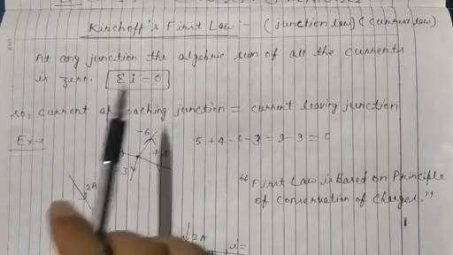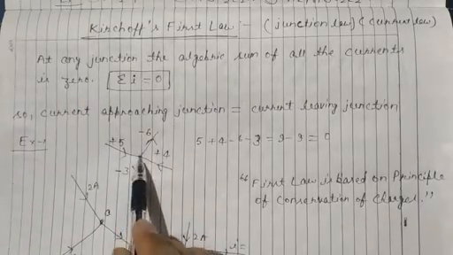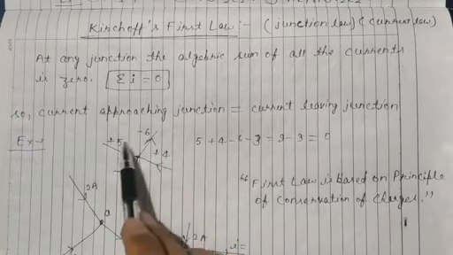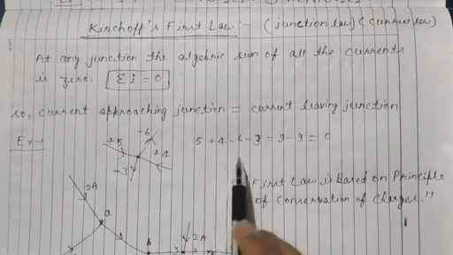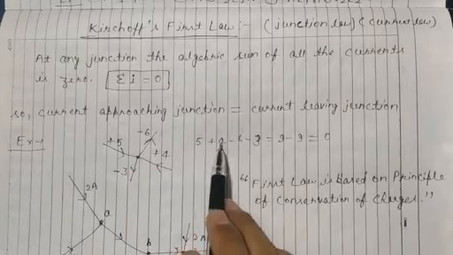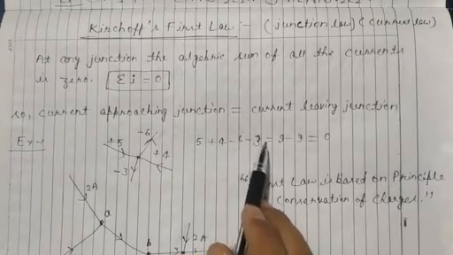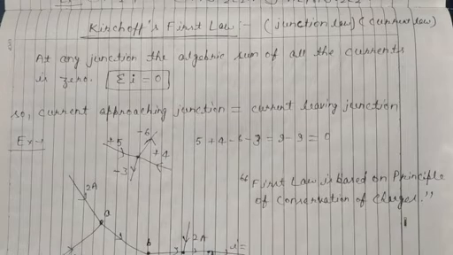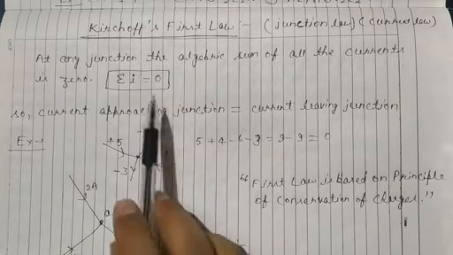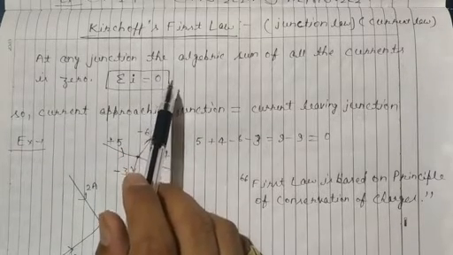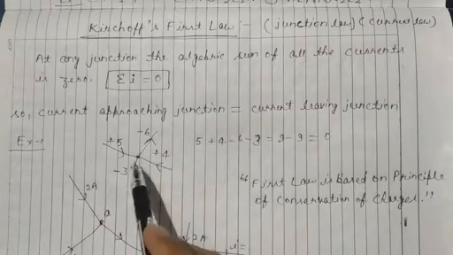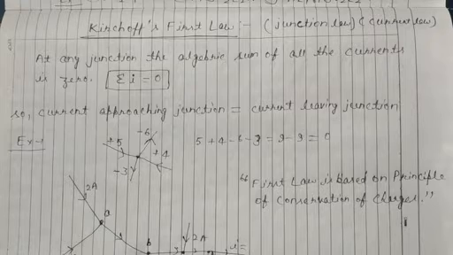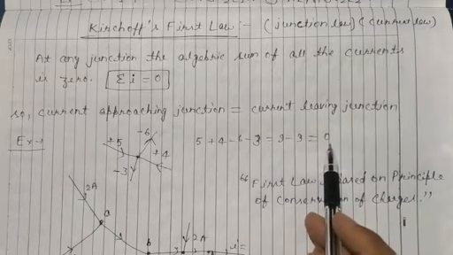And Kirchhoff's first law is: at any junction, the algebraic sum of all the current is 0. The algebraic sum of all these currents is 0, and the sum is 5 plus 4 minus 6 minus 3, which is equal to 9 minus 9, which is equal to 0. So this is Kirchhoff's first law. The sum will always be 0.